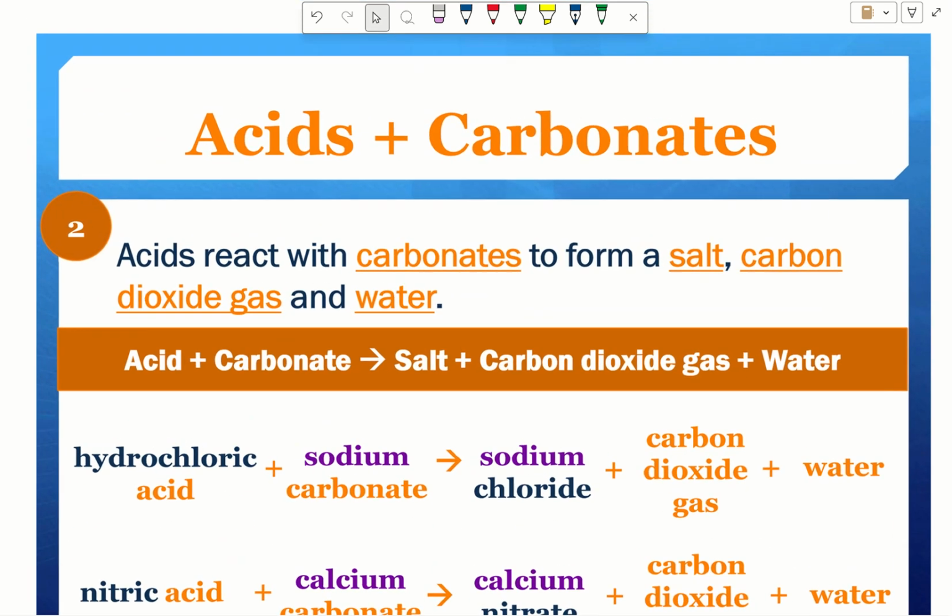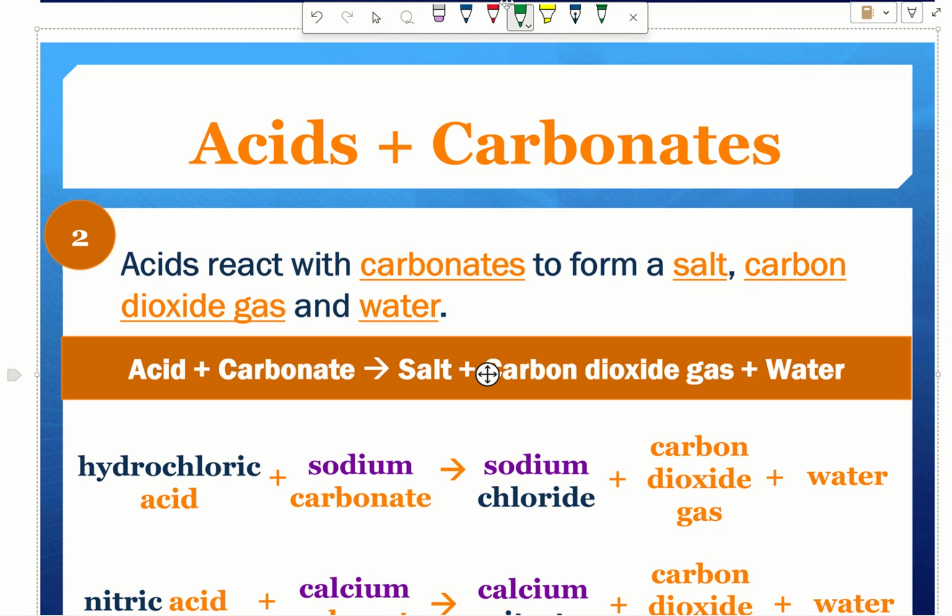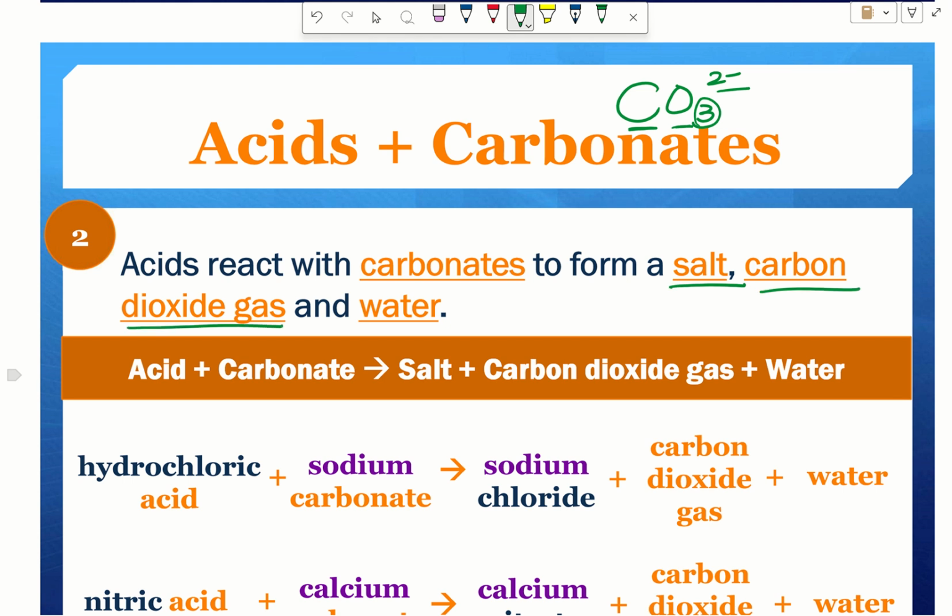Okay, next one is acid plus carbonate. You remember carbonate, it is CO3 with a charge of 2 minus. So I read C first, O, how many O? 3 O's and 2 minus. So carbonates are CO3 2 minus. You can't change it. When we are referring to carbonate, it is CO3 2 minus. So the acids react with carbonates to form a salt, carbon dioxide gas, and water.